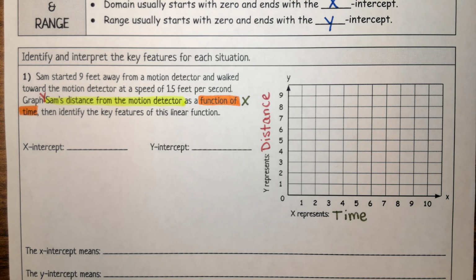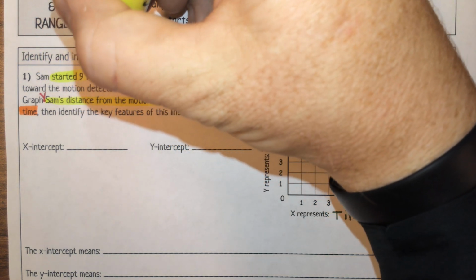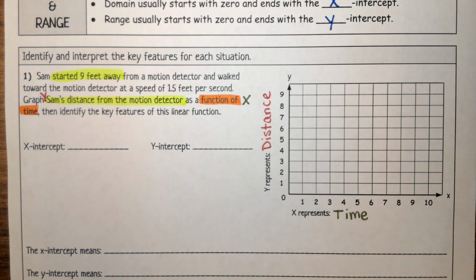So now let's figure out what time I have. Well, it doesn't really give me a time. Okay, it gives me 2 other numbers though. So the first one is, let's look at the first sentence. Sam started 9 feet away. Okay, so that's important to know. I started 9 feet away. So if we're talking about our starting value, our initial value, right?